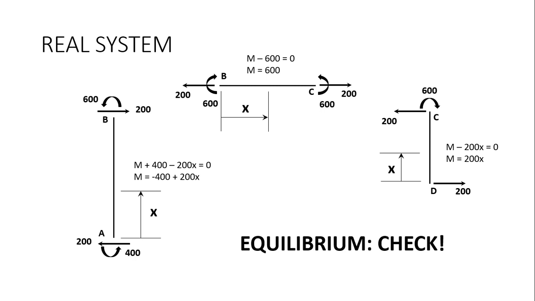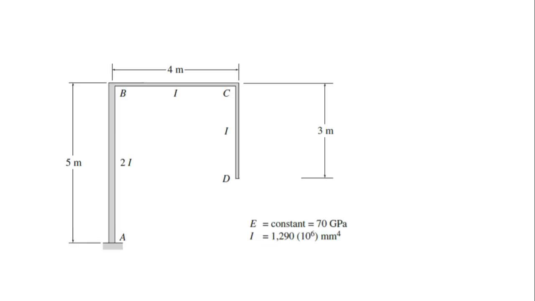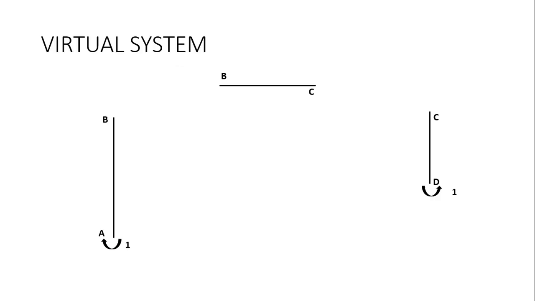Okay, punta naman tayo sa virtual system. Since ang hinahanap natin ay slope dun sa point D, mag-apply tayo ng moment counterclockwise na 1 dito sa point D. Okay, and then by summation of moment, kukontra yung fixed support dun sa A ng clockwise na 1. Okay? So, katulad ng ginawa natin doon sa real system, ganun din yung hati natin sa virtual system.